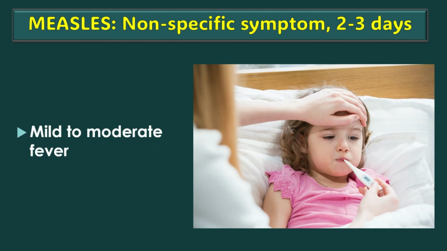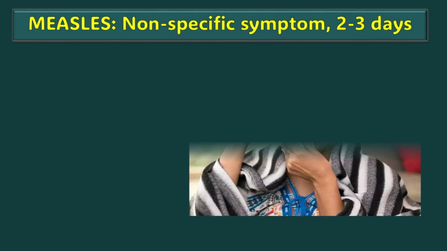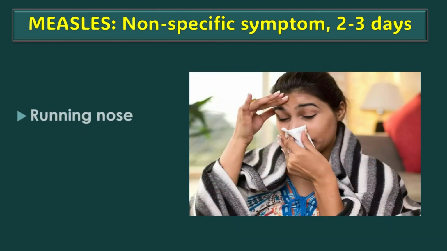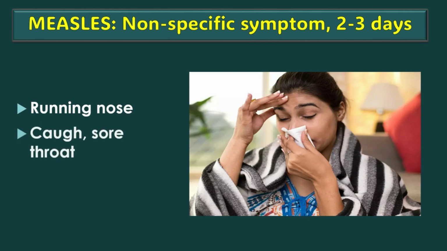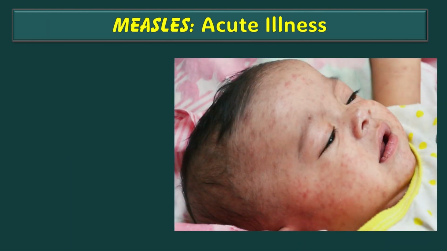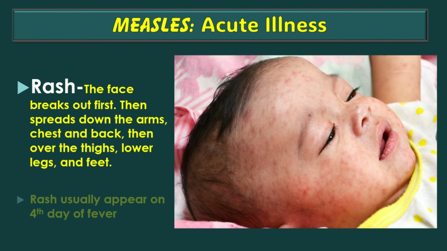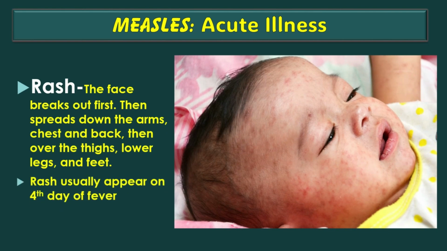Measles has 3 stages. First is non-specific symptoms for the first 2 to 3 days. There is mild to moderate fever, sneezing, running nose, cough and sore throat, and rash appears thereafter in the acute illness. The face breaks out first, then it spreads down to the arms, chest, back, and then to the thigh, lower leg and feet. It usually appears on the 4th day of fever.